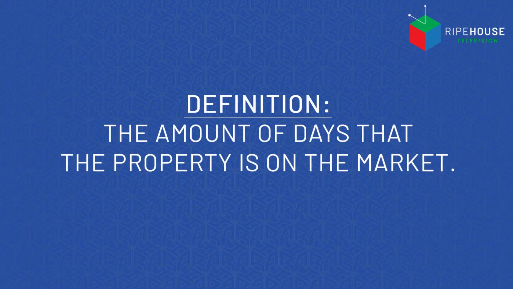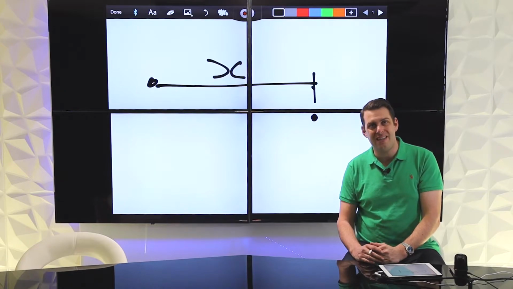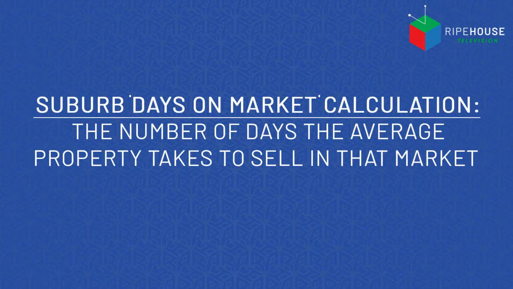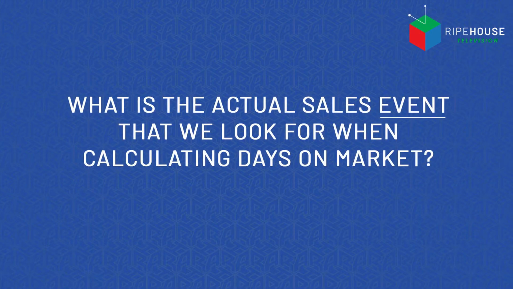Now I'm going to get to the suburb level days on market calculation in a moment and how we typically do that. But in this case, let's show you what the suburb level days on market figure is calculated from, and it's a sum of the parts. It's the number of days the average property takes to sell in that market. The important point we need to make before we move on: what is the actual sale event that we look for when calculating days on market?